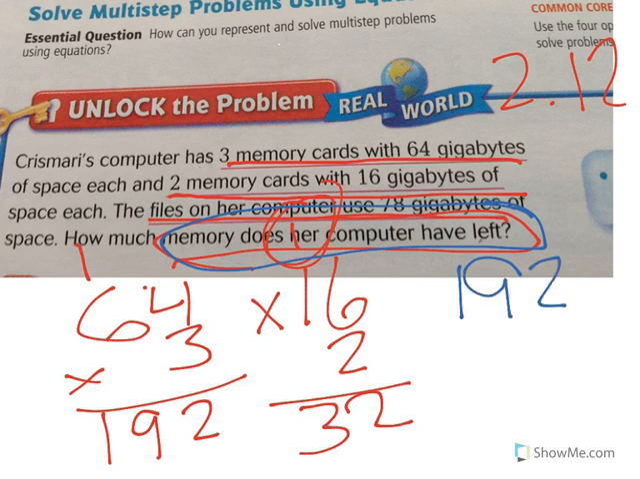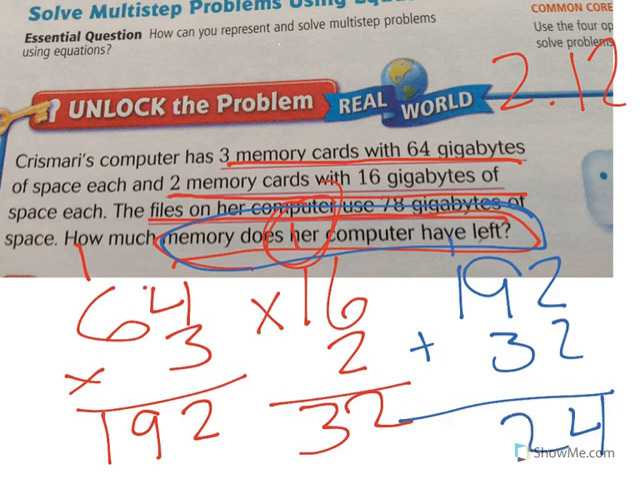So 192 plus 32. 2 plus 2 is? Good. 9 plus 3 is? 12. Carry, and we get. So in total it has 224, but it uses 78. So it's not going to have that much if it's using that much. So now I've got to take my 224 minus my 78.